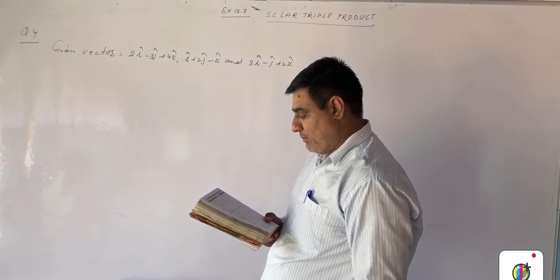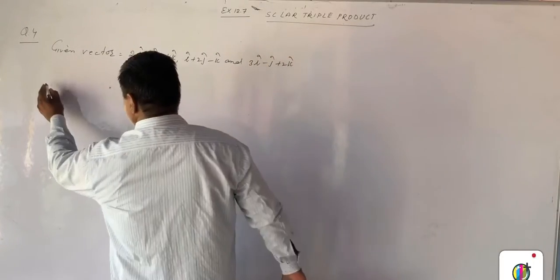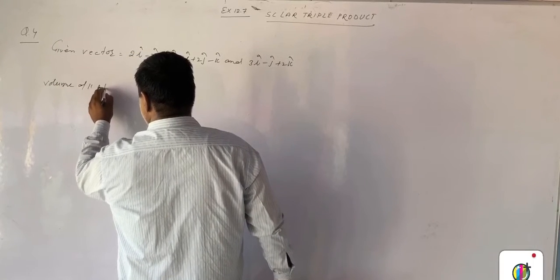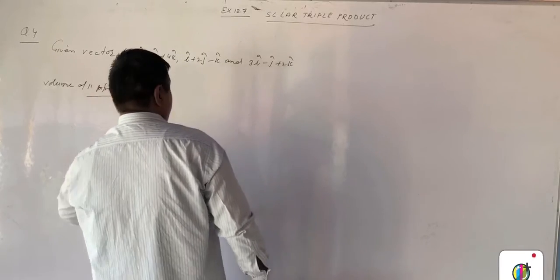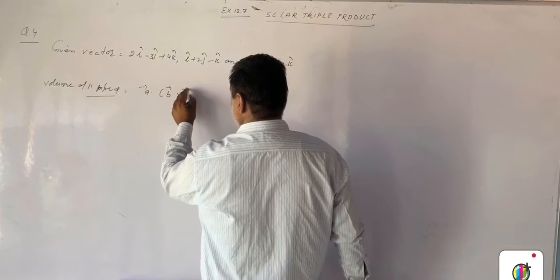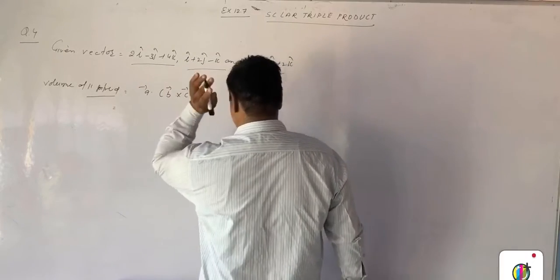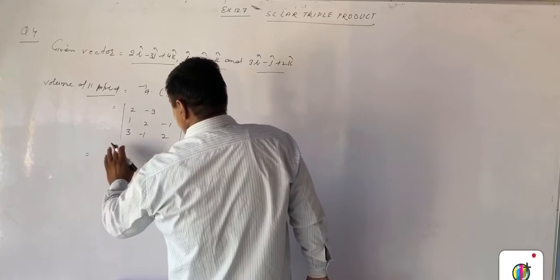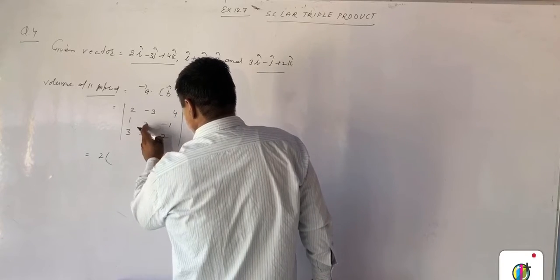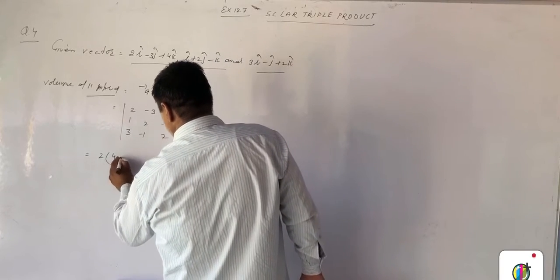Find the volume of a parallelepiped whose edges are represented by vectors this and this. Now the volume of a parallelepiped is also the scalar triple product of vectors. We find vector A dot vector B cross vector C. Now here the given vectors: this is vector A, this is vector B, this is vector C. Now expand by the first row. We write the expansion by the first row, then 2 into this, and this column and this row cancel. 2 multiplied by 2, 4. This minus 1 is plus 1, but we have an extra minus.